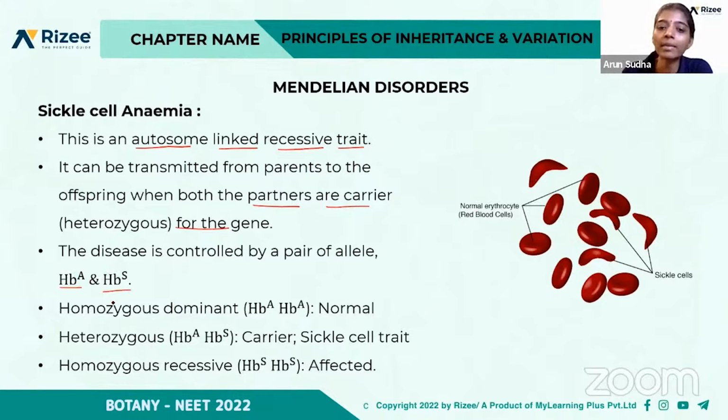The homozygous dominant or the normal gene is represented as HBA HBA, that is both normal. In the case of a carrier, it is called the sickle cell trait, that is HBA and HBS. And recessive is HBS and HBS, that is both are affected, that is sickle cell anemia. Then it is a homozygous recessive disorder.